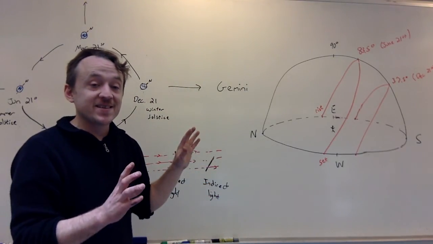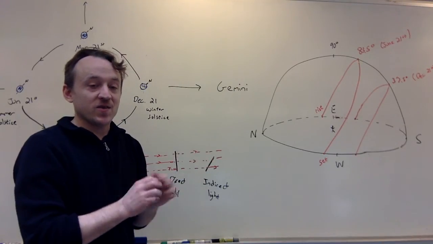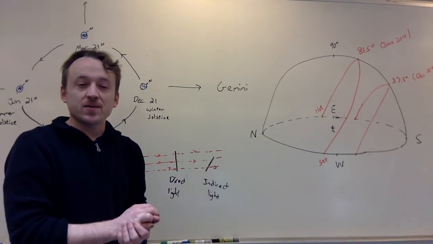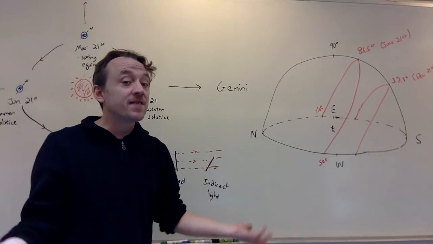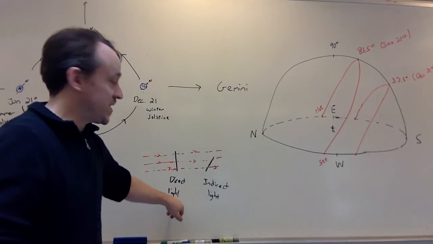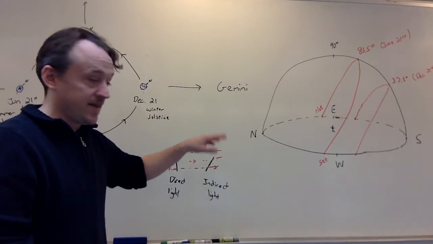So this is all caused by the axis tilt. If you say, well, why are there seasons? Well, because of the axis tilt. That's kind of correct, but it's not really getting into the bare bones of what the effect is. And the effects are these two things: the direct light versus indirect light, and the length of days.